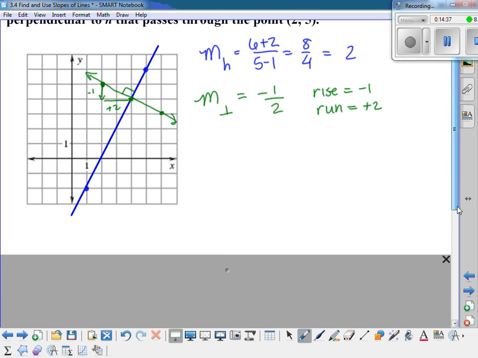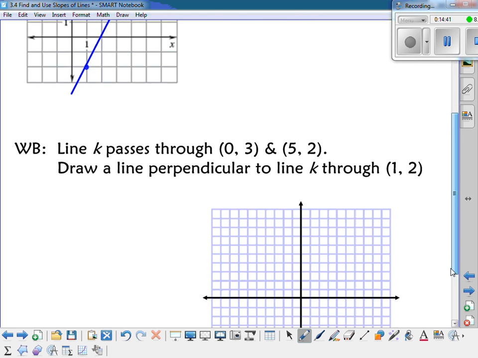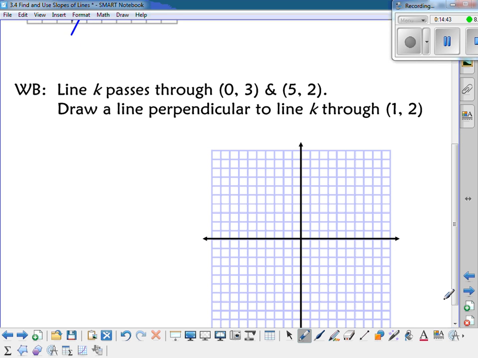Okay, so I'm going to give you a chance to do one of these on your own. We're going to draw line K that goes through the points (0, 3) and (5, 2), and then we're going to draw the line perpendicular to K that goes through (1, 2). So first thing you want to do is figure out the slope of line K. Pause the video and figure that out.